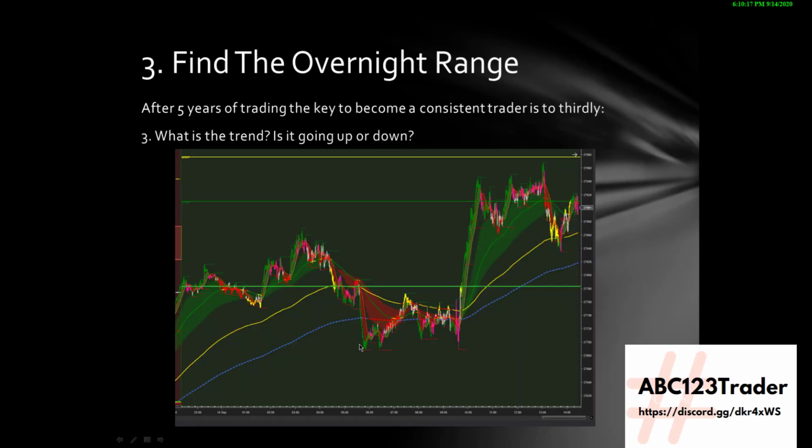Thirdly, after 5 years of trading, what is the trend? Is it going up or down? Now, it sounds simple, but even myself, I thought I was going to be a counter trend trader. And I find out, myself personally, it's not even worth it. Yeah, you can make a quick buck here or there once in a while. But in the long term, thinking that you're going to get the right whip and keep on getting knocked out, it's not worth it.